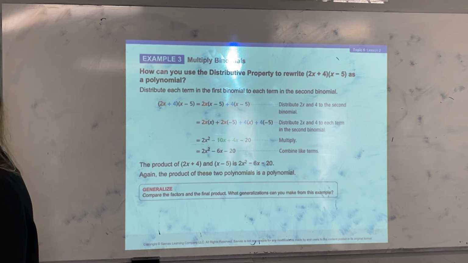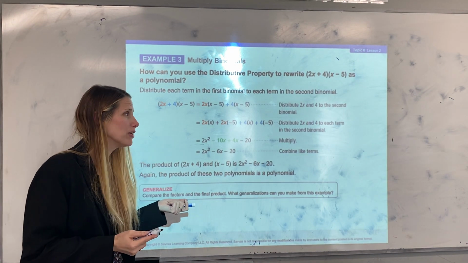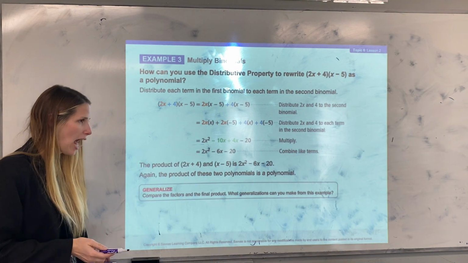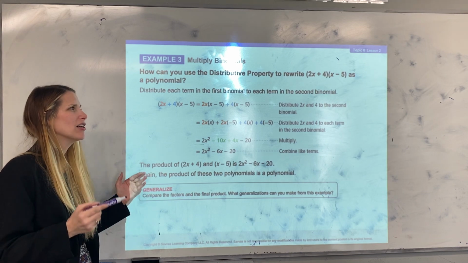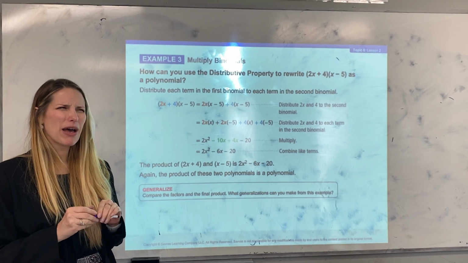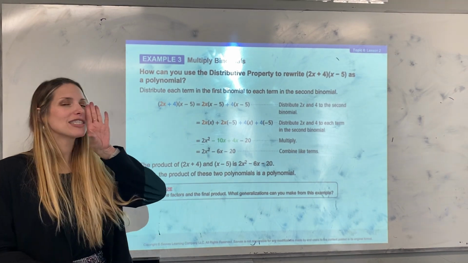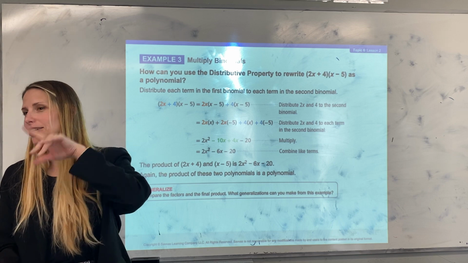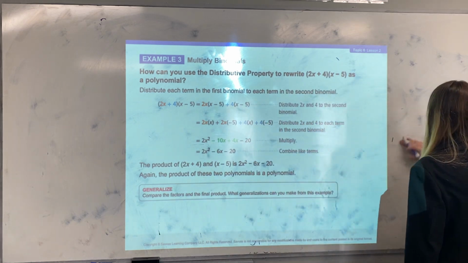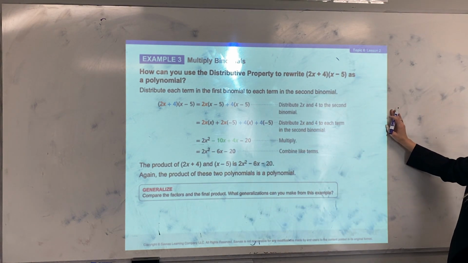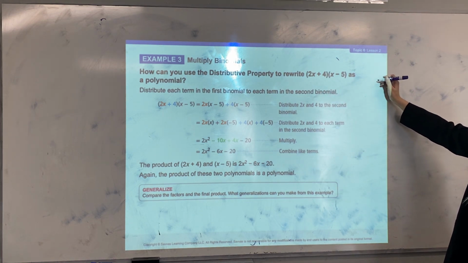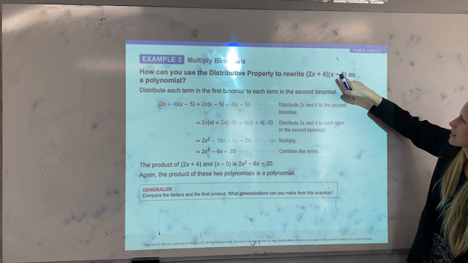Okay, so we're gonna do the exact same thing, but instead of using a table, we're gonna use the distributive property. So we're really accomplishing the exact same thing. We're just multiplying the binomials. After you do this, you might say, but I like the table method better. Great. Then even if it says distributive property, you can use your table method because you'll get the same answer, okay? So I'm going to teach you the distributive method for binomials, and then you can decide which one you like better. So we have 2x plus 4 times x minus 5.